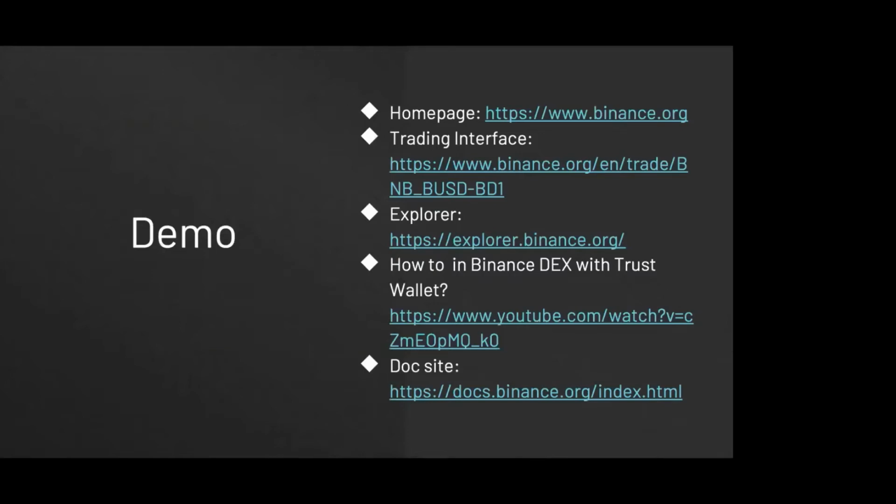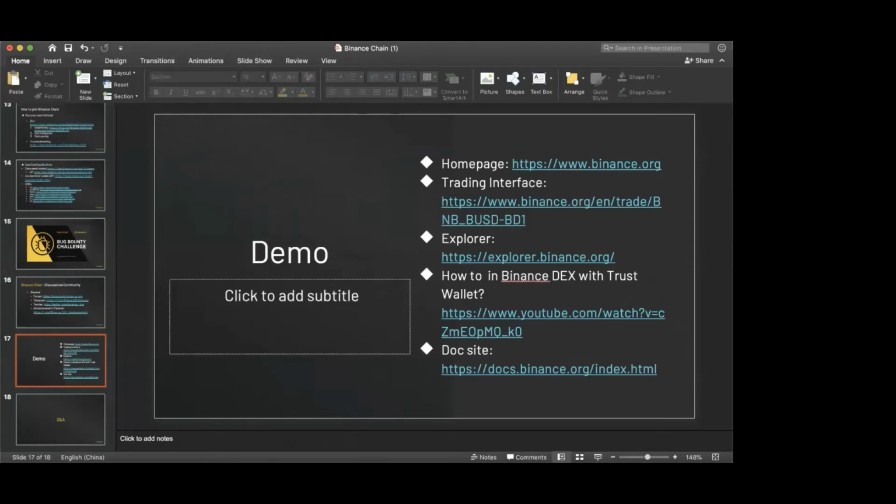Okay, so I will give a demo about Binance Chain. First, you can see that this is the homepage of Binance Chain, and since Binance Chain recently announced the Smart Chain, you can see that there is a new section about the white paper, and on top of that, it's the market info of Binance DEX.